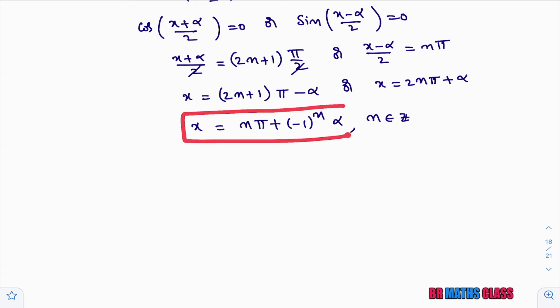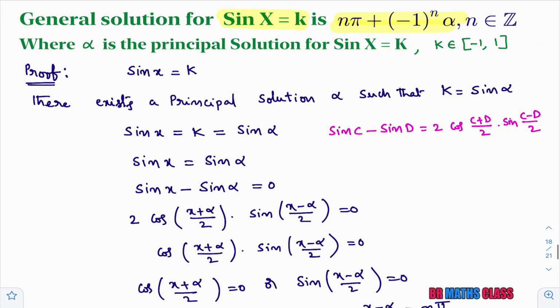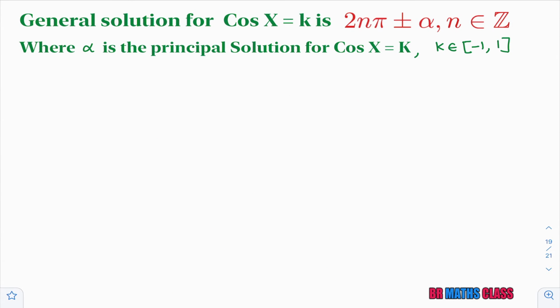This is the general solution for the given trigonometric equation sin x equal to k. So we proved that the general solution for sin x equal to k is n pi plus (-1)^n into alpha. From now onwards, we will use it as a formula. You need to remember that the general solution for sin x equal to k is n pi plus (-1)^n into alpha. This is the fifth result in trigonometric equations.